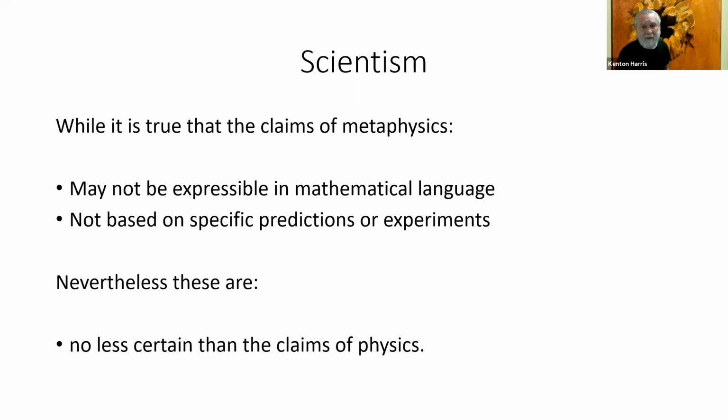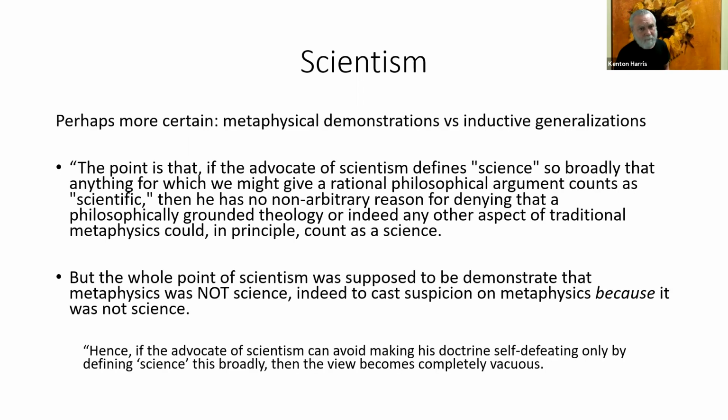While it is true that the claims of metaphysics may not be expressible in mathematical languages and are not based on specific predictions or experiments, nevertheless, they are no less certain than the claims of physics, right? Because they're starting from the metaphysical presumptions of physics and moving on outward from there. Perhaps more certain. Metaphysical demonstrations are not inductive generalizations. Metaphysical demonstrations very often are deductively sound or deductively valid arguments.